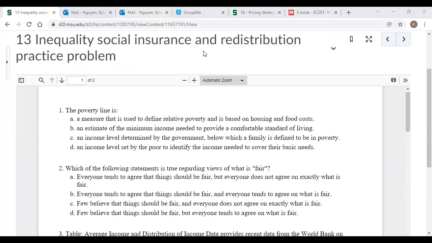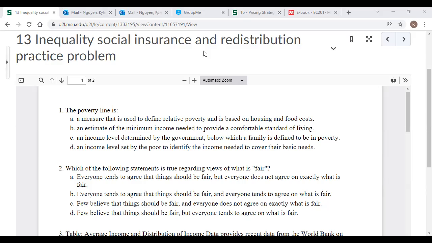So, the poverty line is a measure that is used to define relative poverty and is based on housing and food costs. This isn't correct, because that definition actually belongs to, I believe, the SPM measurement or something like that. It does exactly what this definition says: it defines relative poverty and is based on housing and food costs. So that's not the poverty line. That's the SPM measurement.